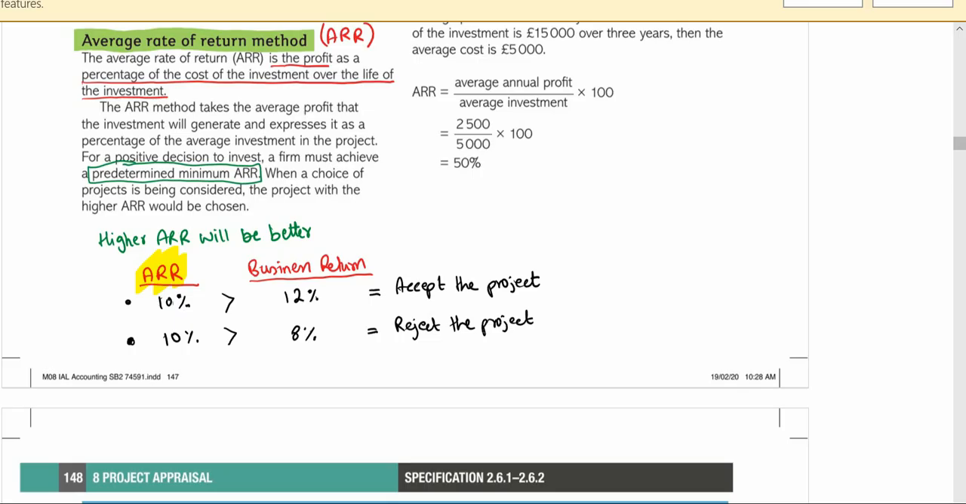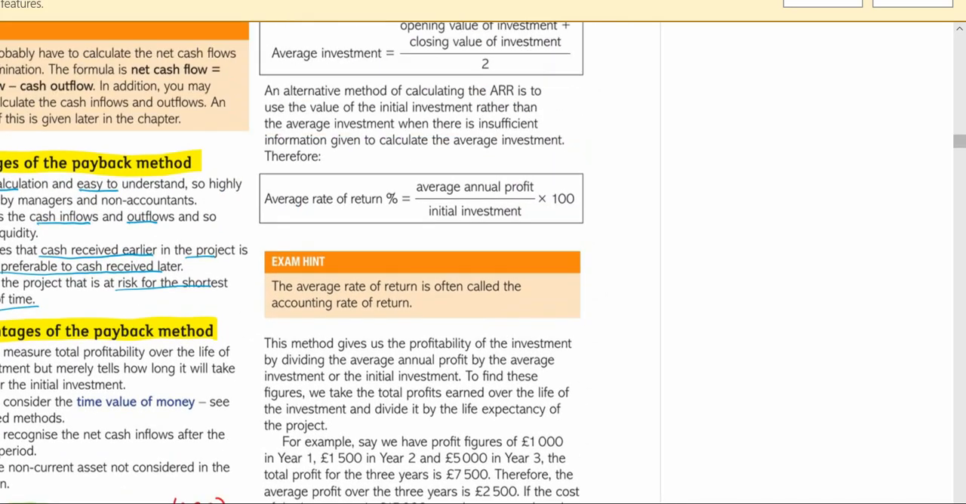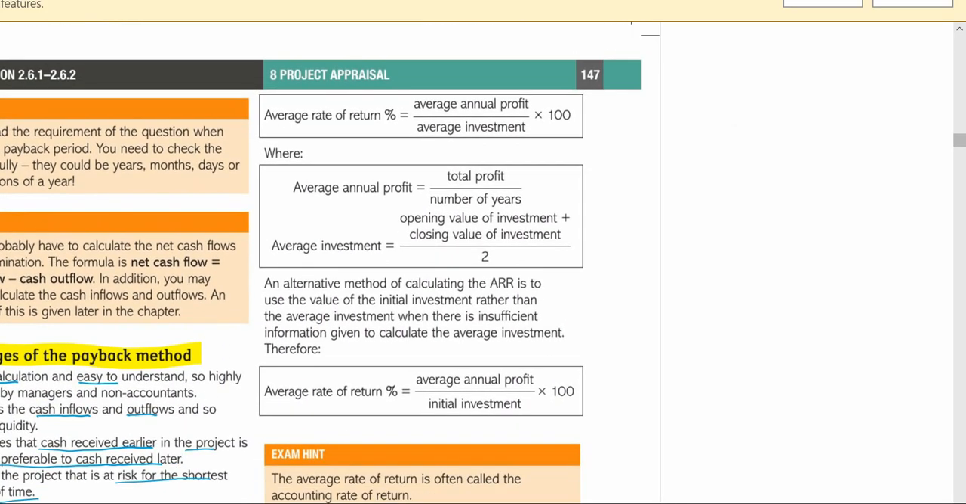Okay. So now how to calculate average rate of return? It's very simple. The formula is average profit divided by average investment times 100. From the investment, how much profit we earned, this is the profit on our investment. So average rate of return means profit on investment. Simple as that.